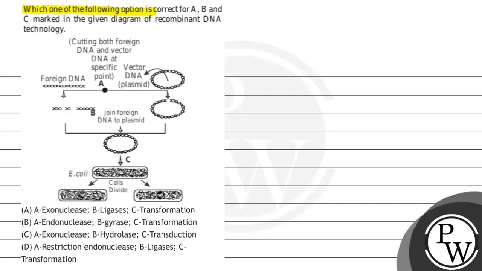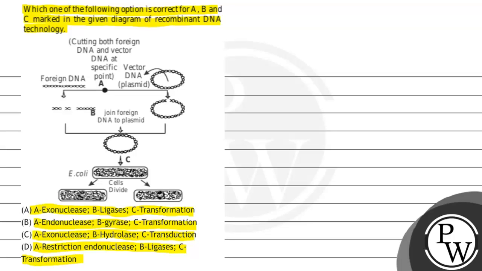Which one of the following options is correct for A, B and C marked in the diagram of recombinant DNA technology? Option 1, A is exonuclease, B is ligase and C is transformation. Option 2, A is endonuclease, B is gyrase and C is transformation. Option C, A is exonuclease, B is hydrolase and C is transduction. And D, A is restriction endonuclease, B is ligases and C is transformation.